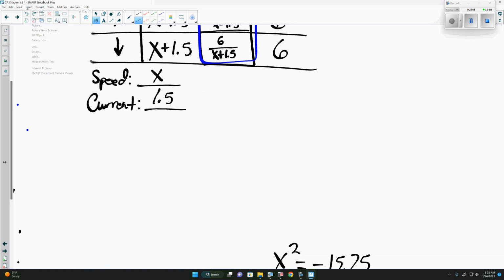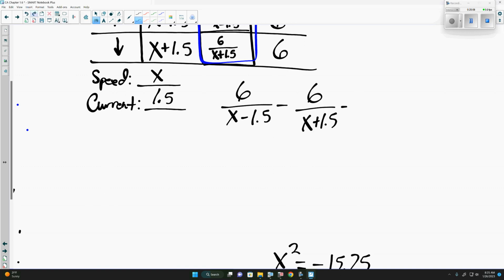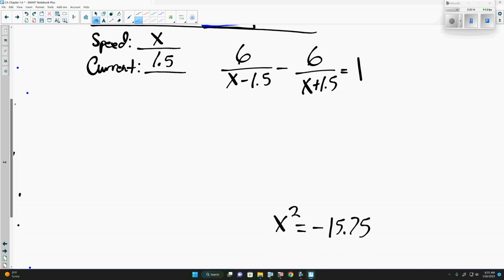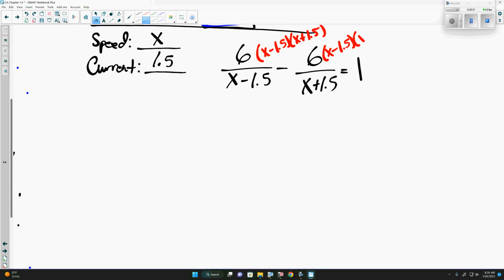Okay. Yeah, I'm going to keep going with this. I will backtrack and see. The math was going to work. I just stopped too soon. Now, we'll do the exact same thing. X minus 1.5, x plus 1.5. X minus 1.5 times x plus 1.5.